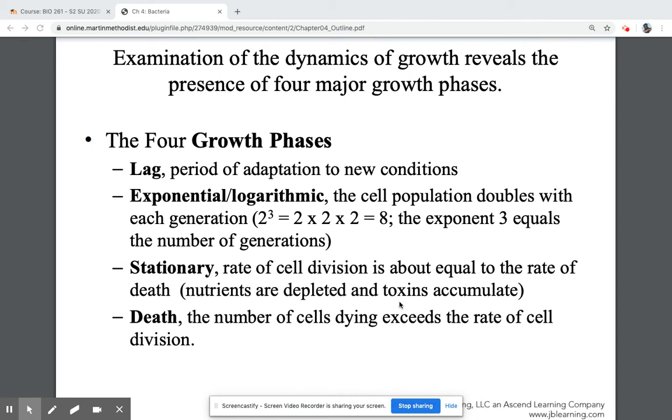The stationary phase. What do bacteria need? They need a source of food. So the stationary phase is where, in that environment, bacteria have almost completed or depleted their resources. And then finally, the death phase, in which there are no more resources, the cells cannot divide anymore, and therefore there is a decrease in the rate of cell division.